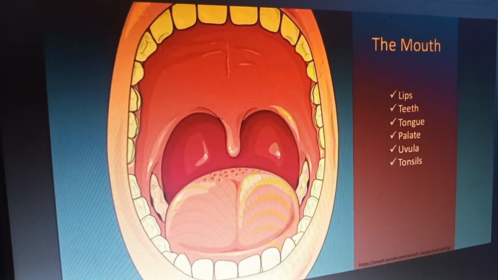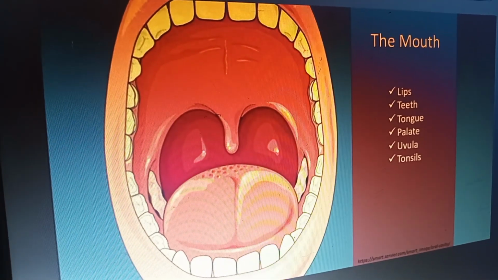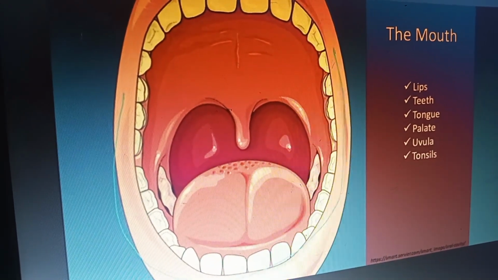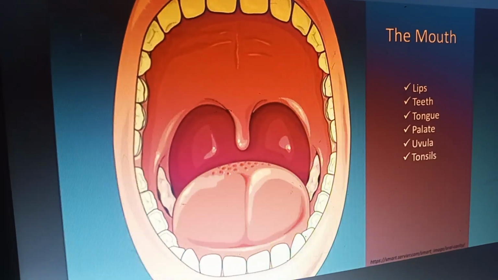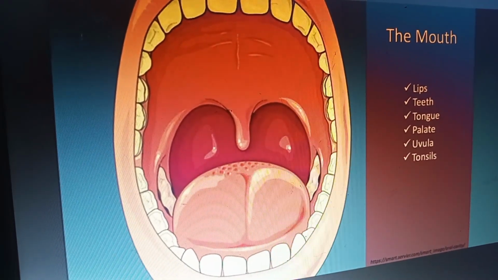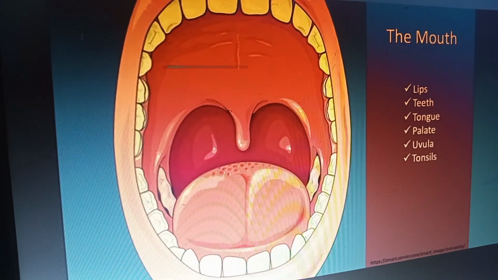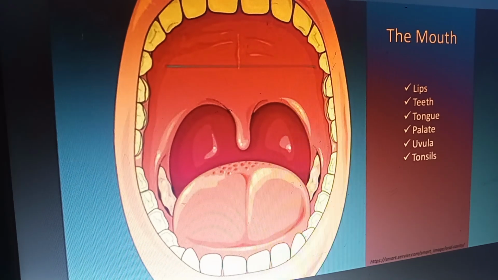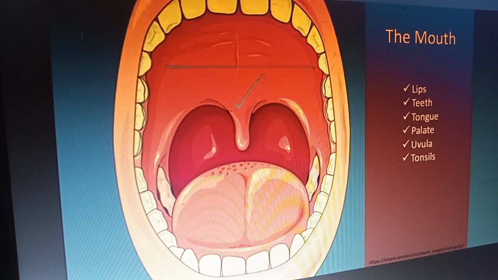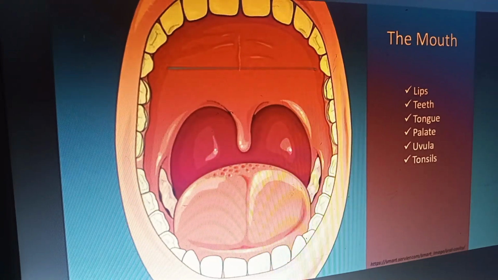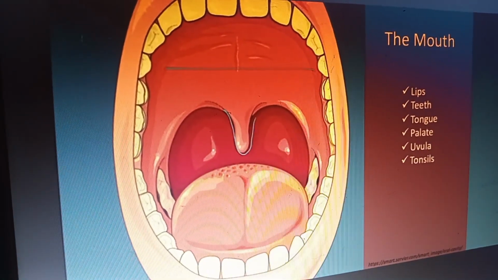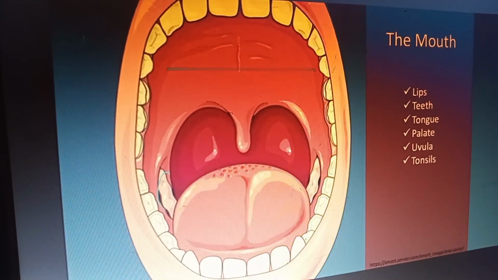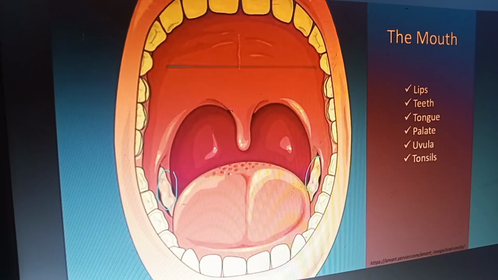So first, let's get oriented with the mouth. Of course, we have the lips here that form the outer border of the mouth. We have the teeth, we have the tongue, we have the roof of the mouth, which is also called the palate, which is divided into a hard palate, which is towards the front of the mouth. It has underlying bone, and the soft palate, which is towards the back of the mouth and includes this hanging bit of soft tissue called the uvula. The tonsils are also in the back of the mouth and they serve as part of the immune system.